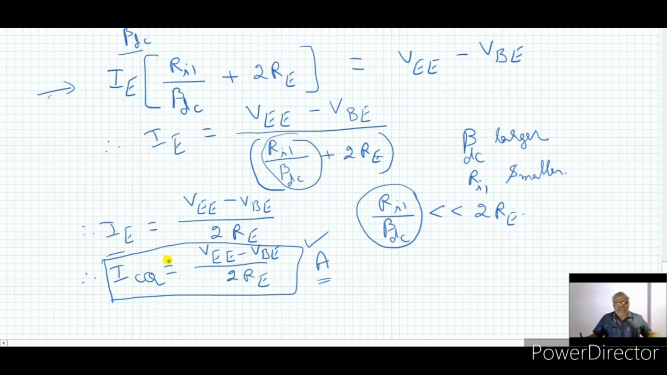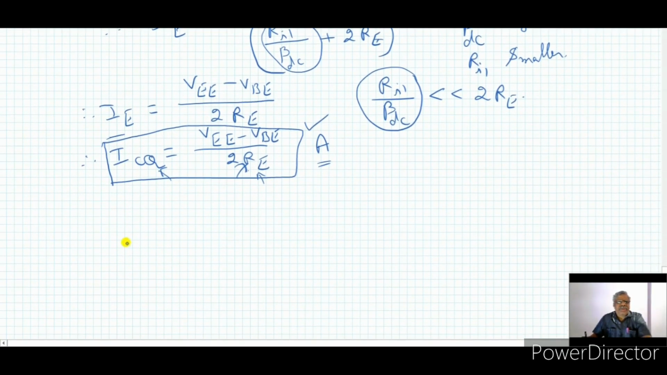Depending on the location of the operating point, based on how much current you want, you can fix the value of this emitter resistance RE. Either way you can do it. If you fix the RE value, you can know the value of the quiescent collector current, or if you fix the value of collector current, then you can easily calculate the value of RE.